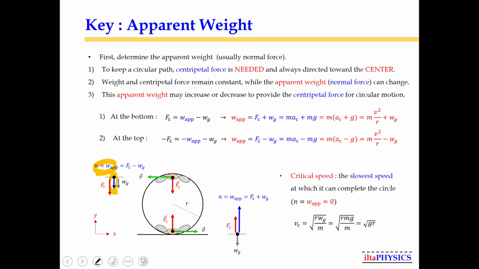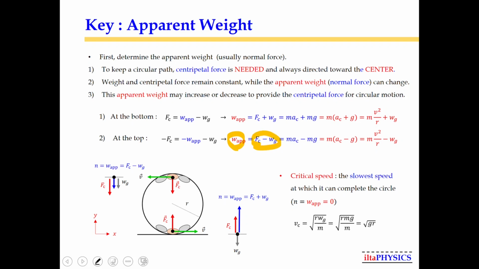Now, let's set up the equation for these three forces. Negative centripetal force, since it's downward, equals negative apparent weight minus the actual weight. Please take a moment to carefully think about how the direction of the force connects with the sign in the equation once again. Solving for apparent weight gives us centripetal force minus weight.